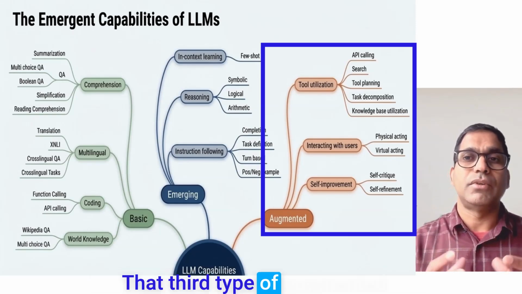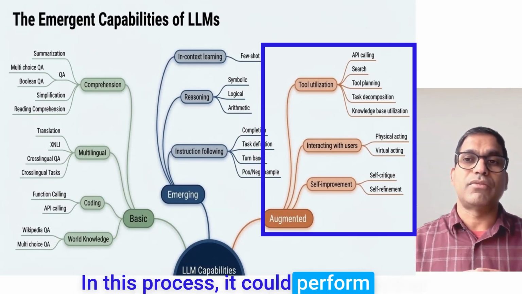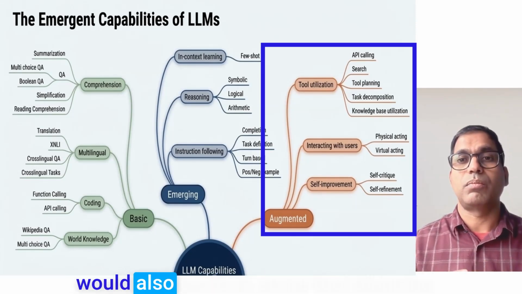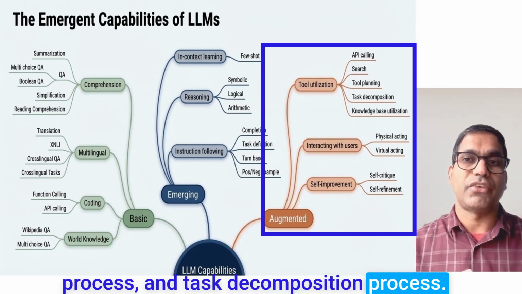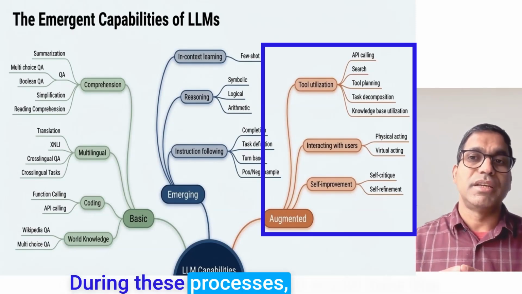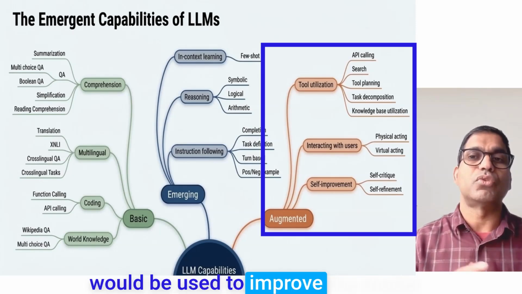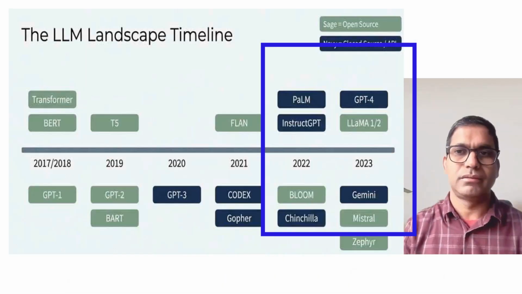The third type of augmented models are tool utilization. In this process, it could perform either API calling or search capabilities, or it could also perform some tool planning and task decomposition processes. During these processes, it could take the feedback from the output. That output would be used to improve the model performance on the tool utilization process.